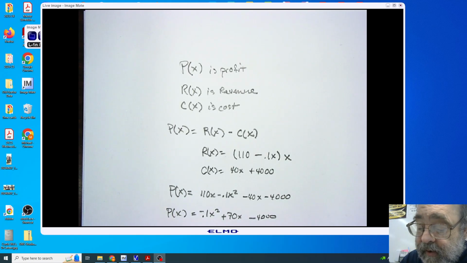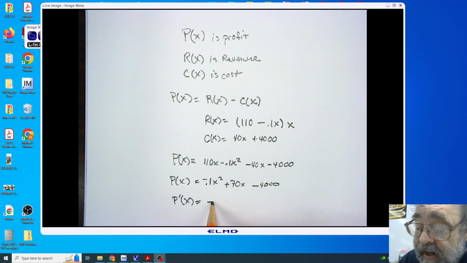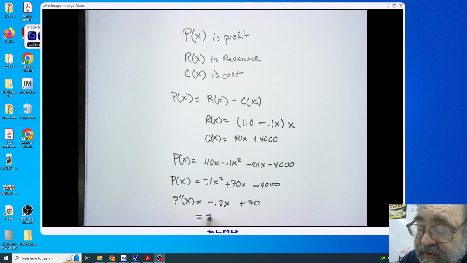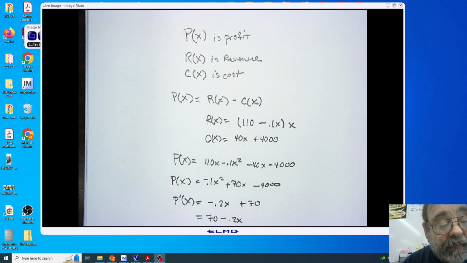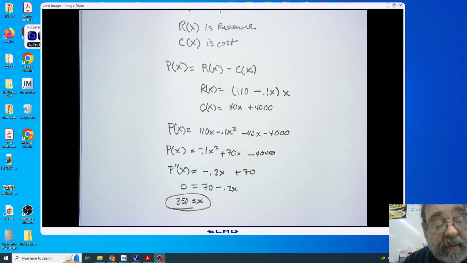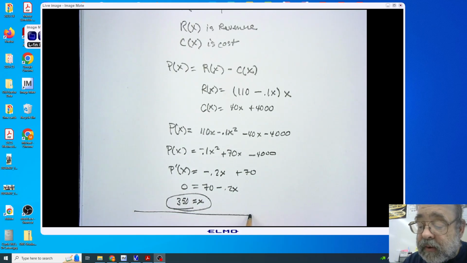So now I'm going to take my derivative. P prime of X is now going to give me negative 0.2x plus 70, which I'm going to write as 70 minus 0.2x. Now, this is what I'm trying to set equal to 0. And as I do this, I end up subtracting 70 divided by 0.2, and I get 350 is equal to X. So I now know that I need to sell 350 smartphones per day in order to maximize my profit. And that is my answer to the first question.